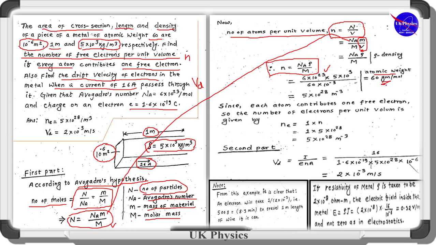Here is the gram, this is CGS unit, so we have to convert this to SI unit. So I multiplied this by 10⁻³ and finally we have the atomic density, 5 × 10⁻²⁸ per meter cube. That means in the volume of 1 meter cube there exist 5 × 10⁻²⁸ atoms.